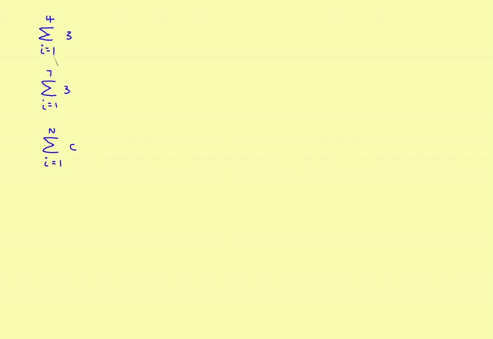So you've got a lower bound of 1, you have an upper bound of 4, and that tells you how many times you're going to add this thing together. So it's fairly easy to do. The summation of the constant 3 as i goes from 1 to 4 would be the following. When i is equal to 1, you've got a 3. When i is equal to 2, you've got another 3. When i is equal to 3, you've got a 3. And when i is equal to 4, you've got a 3. And if you add those up, 3 plus 3 plus 3 plus 3 would give you 12.